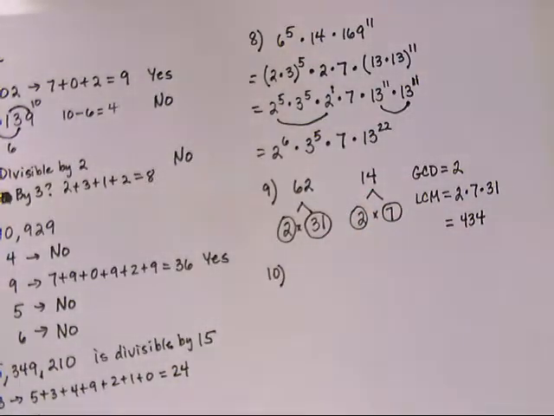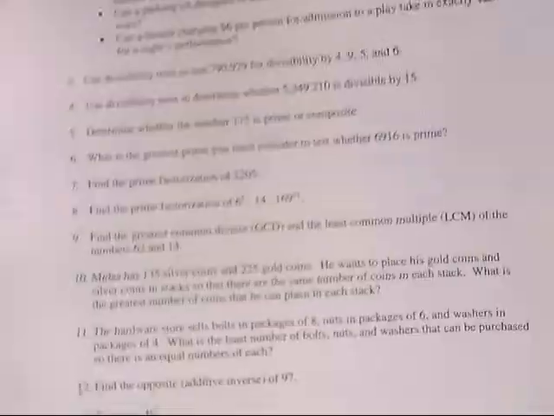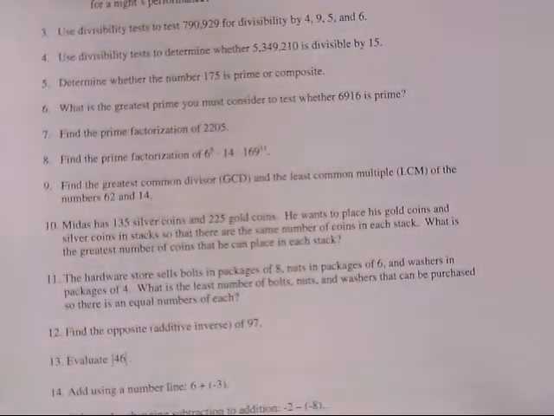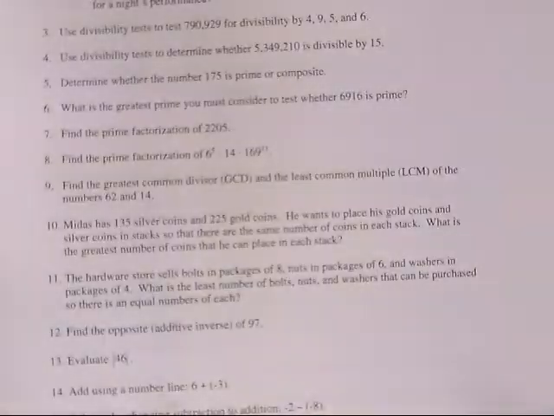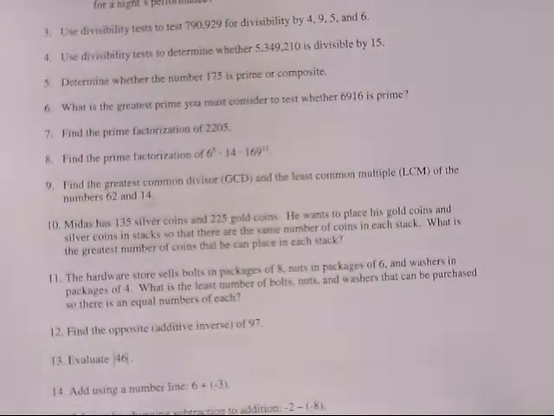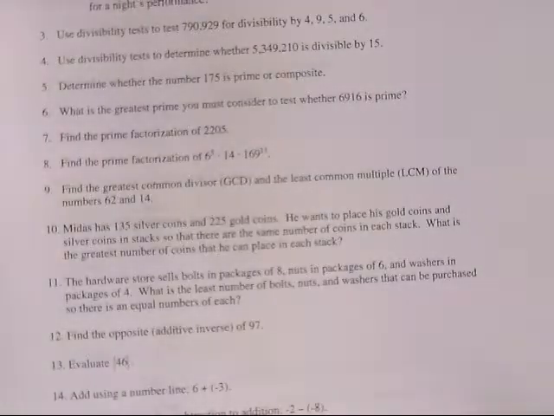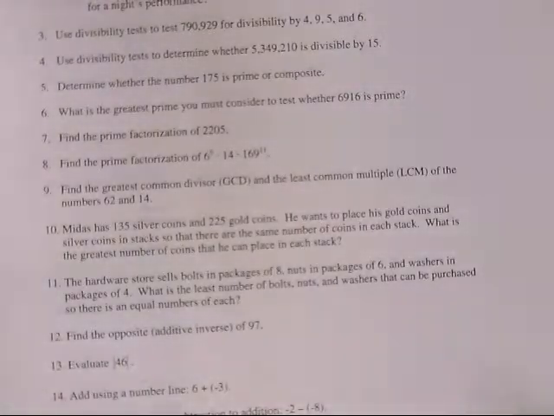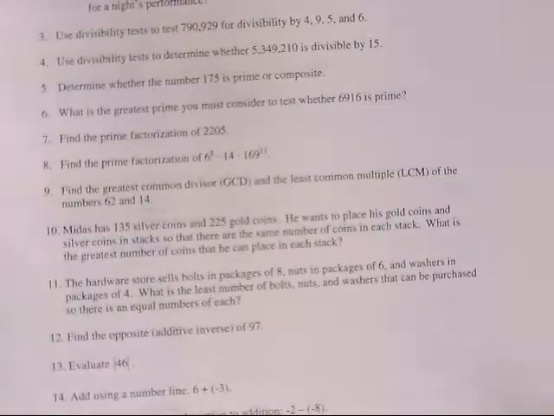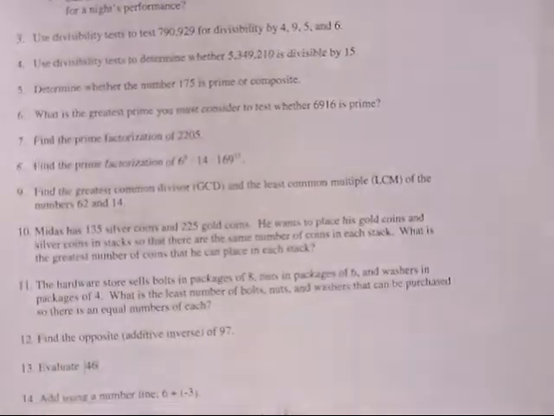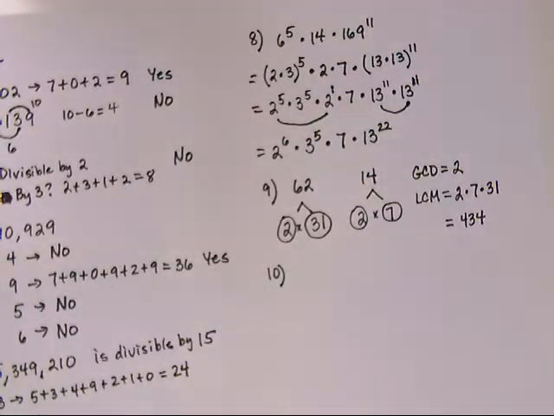Alright, number 10. Midas has 135 silver coins and 225 gold coins. He wants to place his gold coins and silver coins in stacks, so that there are the same number of coins in each stack. What is the greatest number of coins that he can place in each stack? Okay, so that's number 10 that I was trying to read.